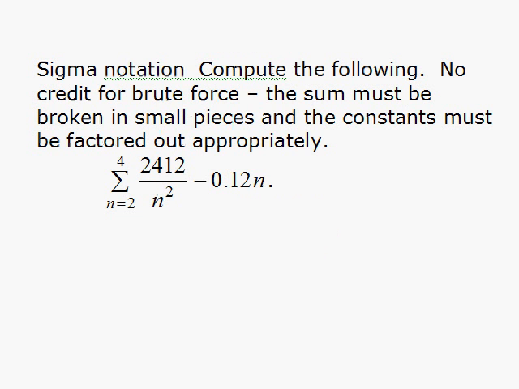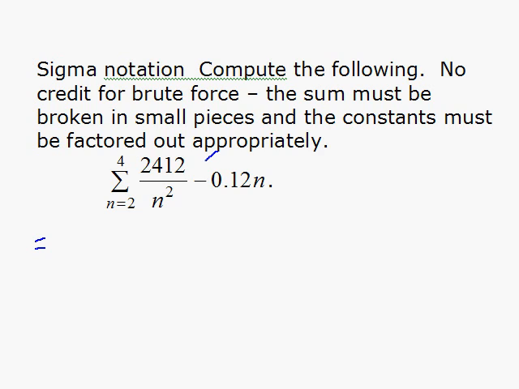Okay, here's sigma notation again, and I'm going to give no credit for brute force. I want the sum broken into smaller pieces and the constants factored out. Why do I want that done? Because that's how it's done in computer science. To brute force this, for example, from 2 to 4, that's no big deal. But if you're going many iterations, you're adding up a whole bunch of numbers, you need to factor your constants out, so you only have one multiplication at the end. Right? So I don't really care that you come up with the answer. I care that you know this part of sigma notation. I want you to know how to handle sigma notation.